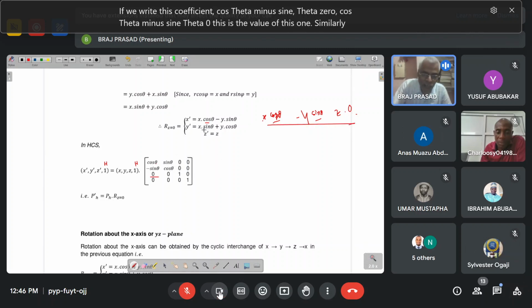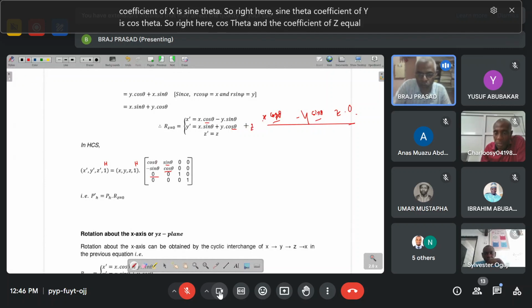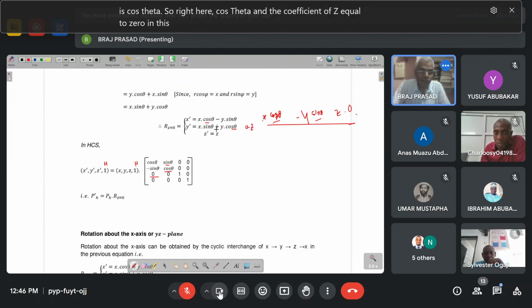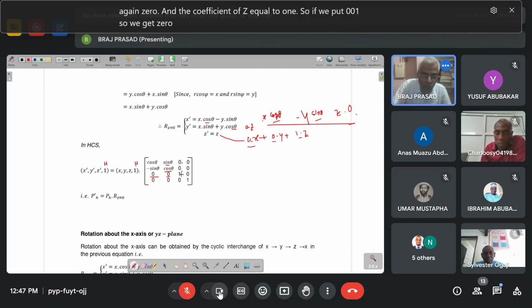Similarly, coefficient of x is sine theta, so write here sine theta. Coefficient of y is cos theta, so write here cos theta, and the coefficient of z equal to 0 in this second term, so we put here 0. And in this third formula, the coefficient of x is 0, plus coefficient of y is again 0, and the coefficient of z equal to 1. So we put 0 0 1.